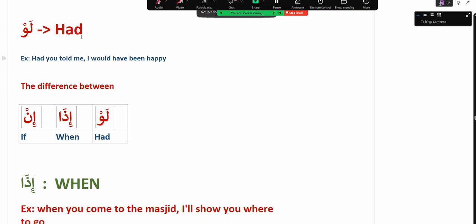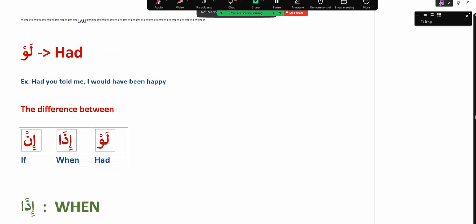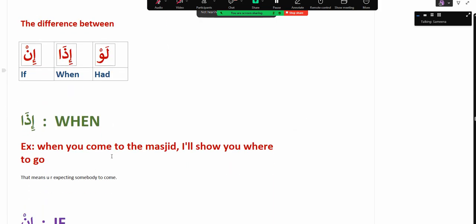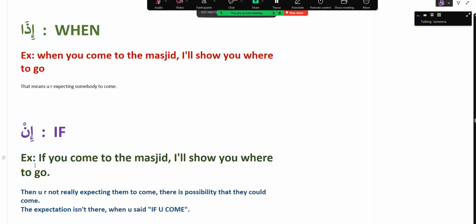They are law, which means had. Like, had you told me, I would have been happy. Okay. So let's learn the difference between in is if, idha when, and law had. Idha is when. For example, when you come to the masjid, I'll show you where to go. Okay. That means you're expecting somebody to come. So that is idha. But in, which means if, is, for example, if you come to the masjid, I'll show you where to go. So here, you're not really expecting them to come. There's a possibility that they could come, but the expectation is not there.